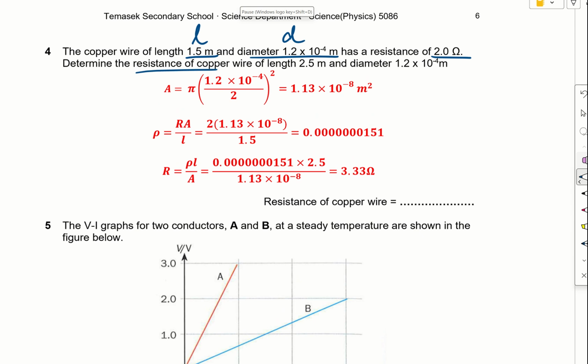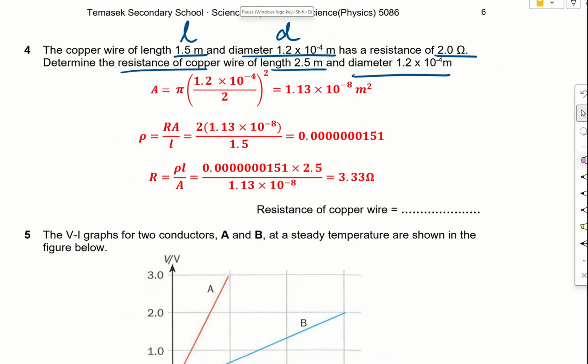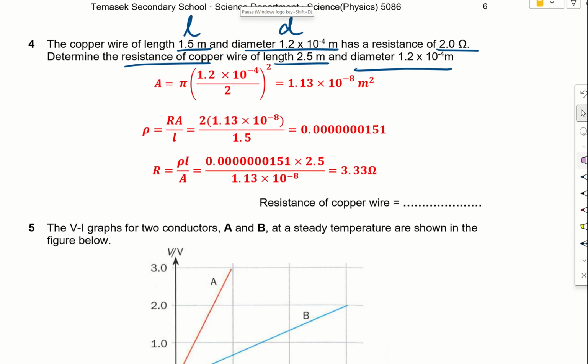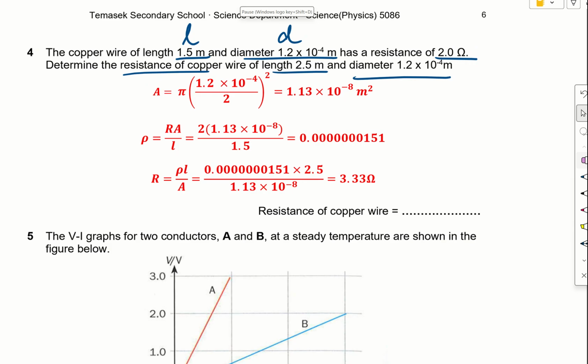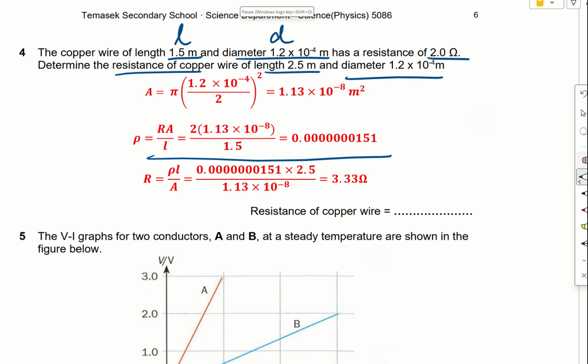Okay, a copper wire of length 1.5 meters and diameter, okay, has a resistance of 2 ohm. Determine the resistance of a copper wire of length 2.5 meter and diameter 1.2 times 10 to the power minus 4. So now this is another copper wire. So again, this is our two case scenario. Okay, so we do not know the resistivity. So over here, the solution calculates the resistivity.